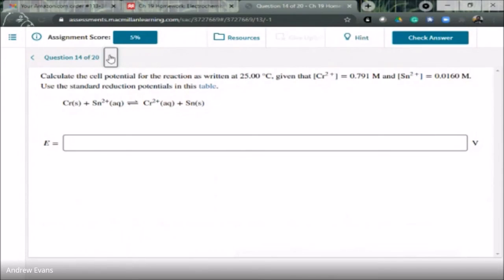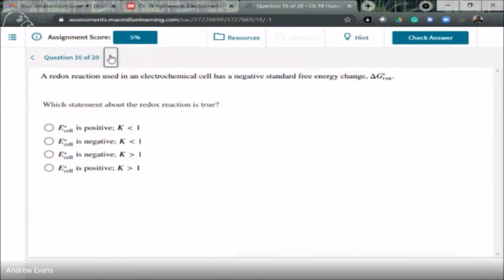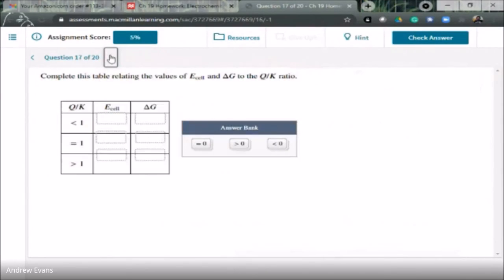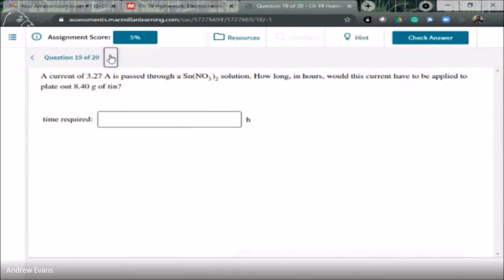This is the first time where it's non-standard. We'll have to do one of those. This is finding Q for a given non-standard condition. Understanding the relationship with G and E. Understanding the relationship with G, E, and Q. Calculate the standard free energy change. So find delta G given E, or being able to find E. And then electroplating.